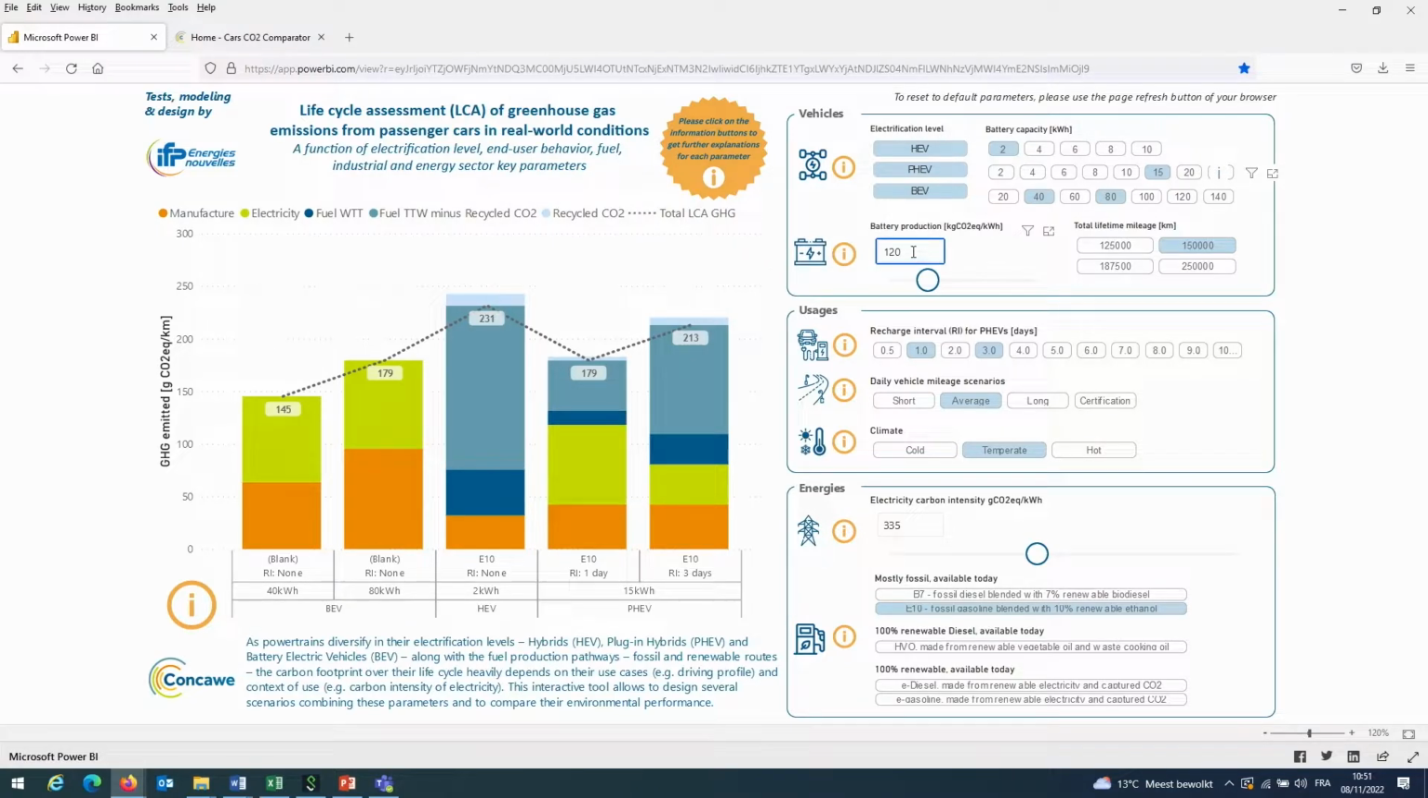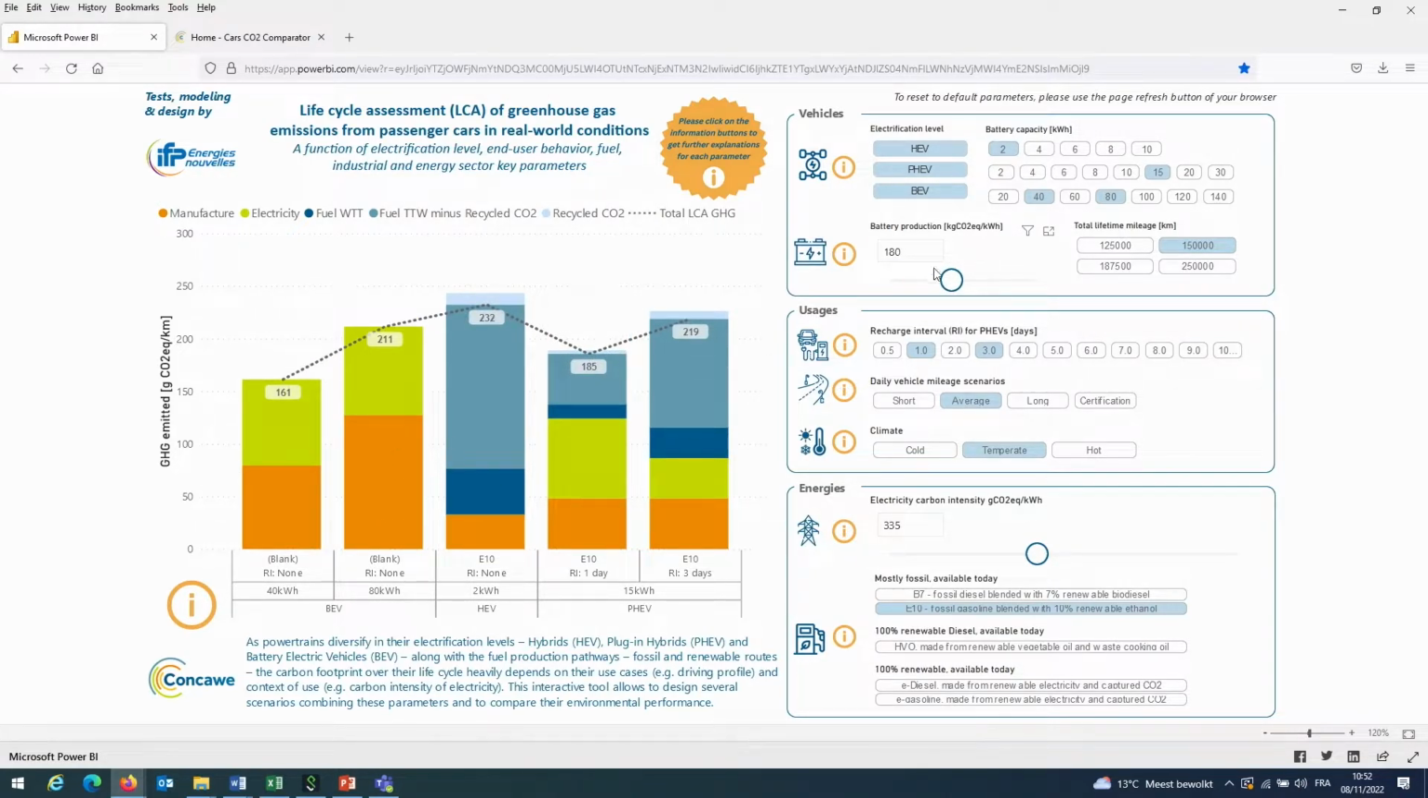A big question now is related to the emissions related to the manufacture of the battery. For the moment, it's set by default at 120 kilograms of CO2 per kilowatt-hour. If you are not happy with this value, there is a slider here, and you can move it to either lower values or higher values, and you can see that the results are updated automatically.